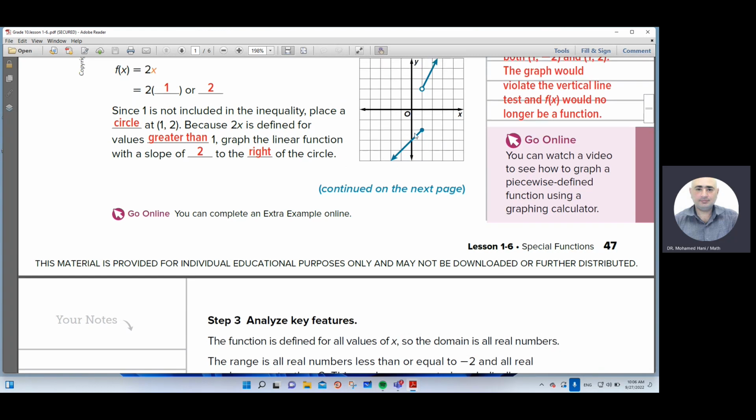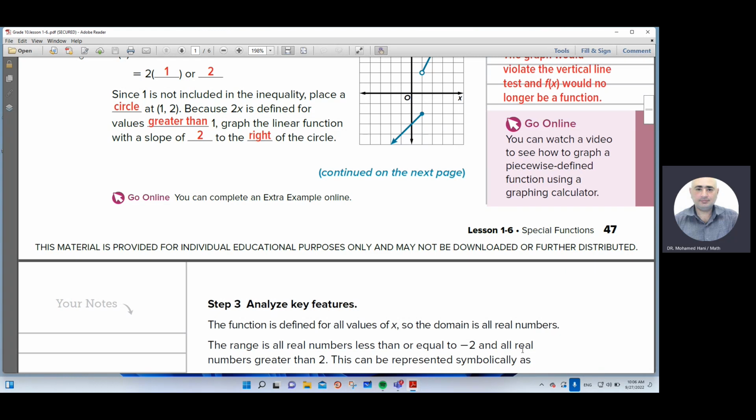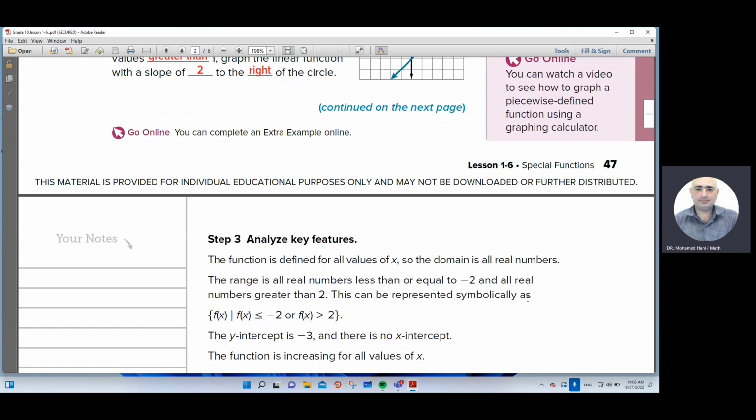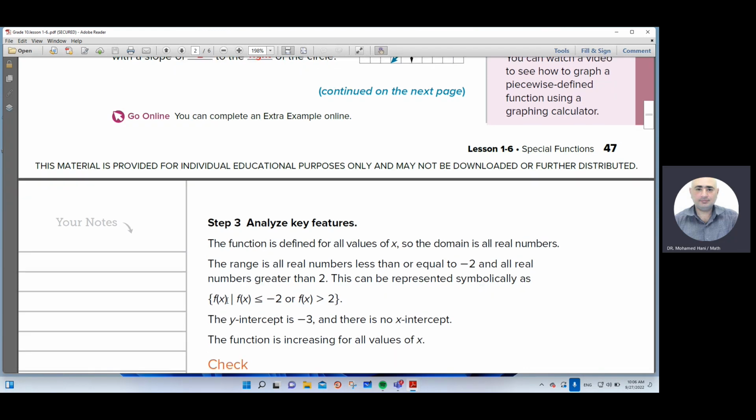As we see here, -2, and the direction to the negative infinity means less than or equal -2. And all real numbers greater than 2. This can be represented symbolically, we can write it, using f(x), such as f(x) less than or equal to -2, or f(x) greater than 2.